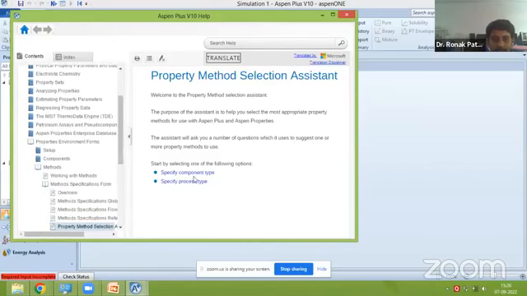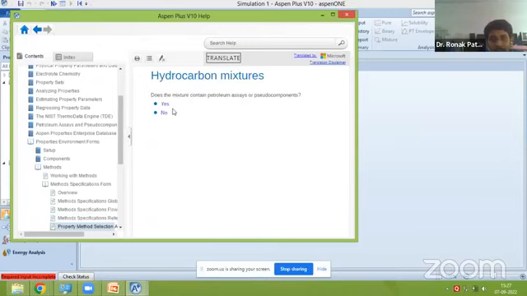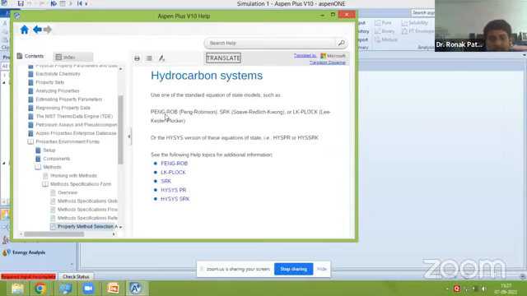In the Method Assistant, it asks several questions. Specify the component type, which kind of system we have, for example a hydrocarbon system or a chemical system. Then: does the mixture contain petroleum or pseudo components? If we say no, it gives us the systems we can use. So if users don't know which property package to select, they can get an idea from this Method Assistant.